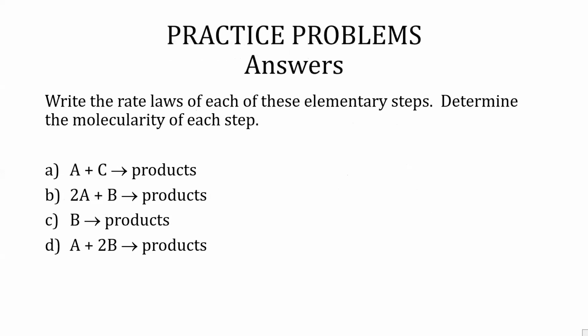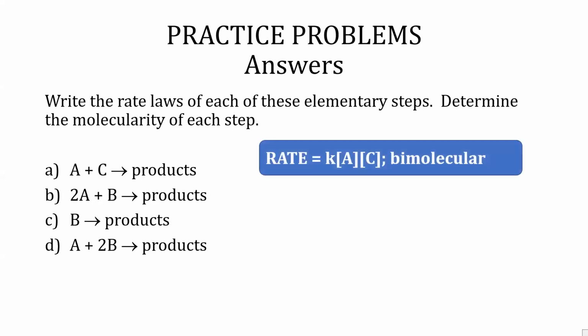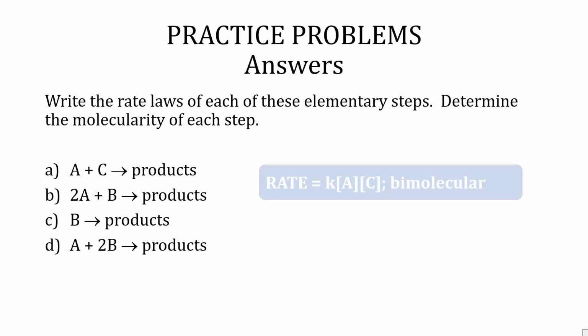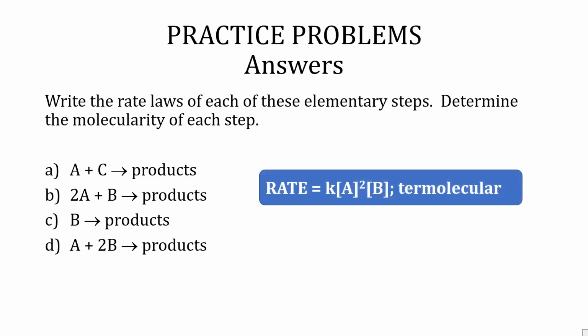The answers are as follows with the rate law and molecularity shown. A is rate equals K times concentration of A times concentration of C. Molecularity is bimolecular. B is rate equals K times concentration of A squared times concentration of B. Molecularity is termolecular.